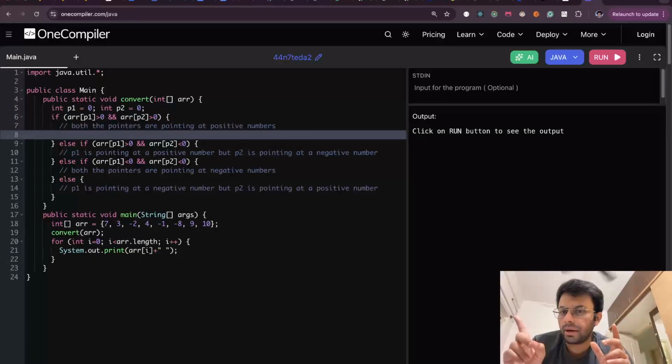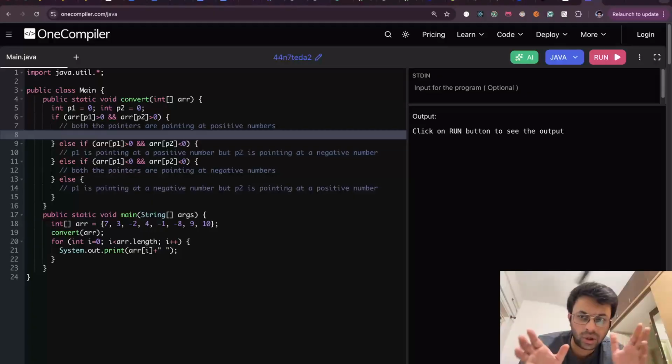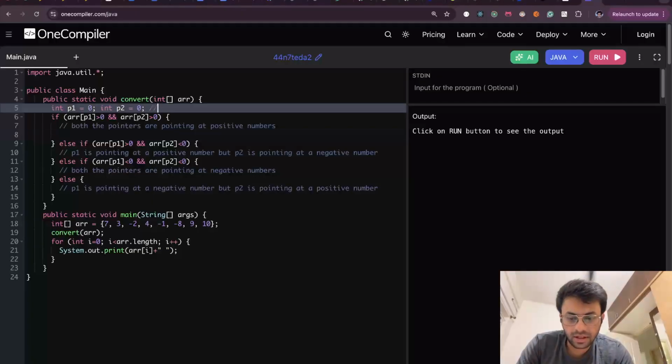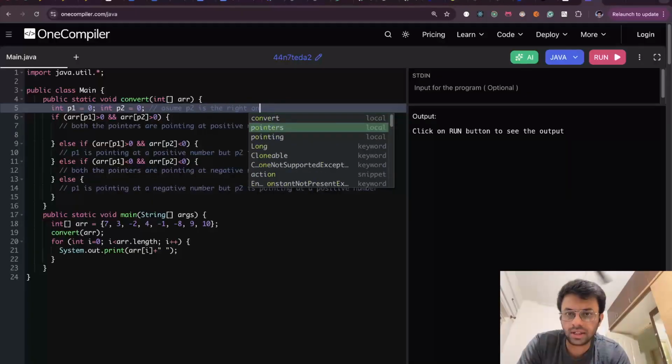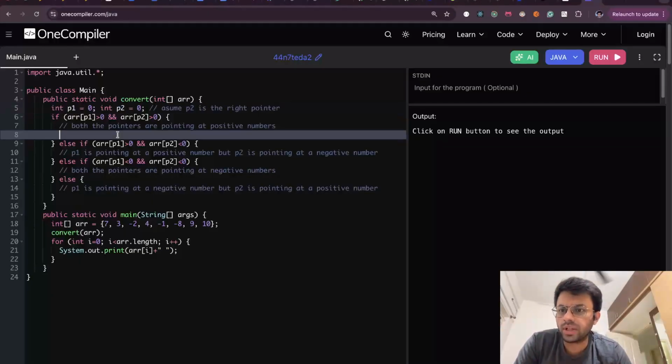Again, remember what we did on day 10, when we had left and right. Here also, even though both are starting from 0, assume that P2 is the right pointer. So first scenario: both are pointing to positive numbers. I want negative on my left, positive on my right. So if both are pointing at positive numbers, that means positive is on left, positive is on right. I want negative on the left.